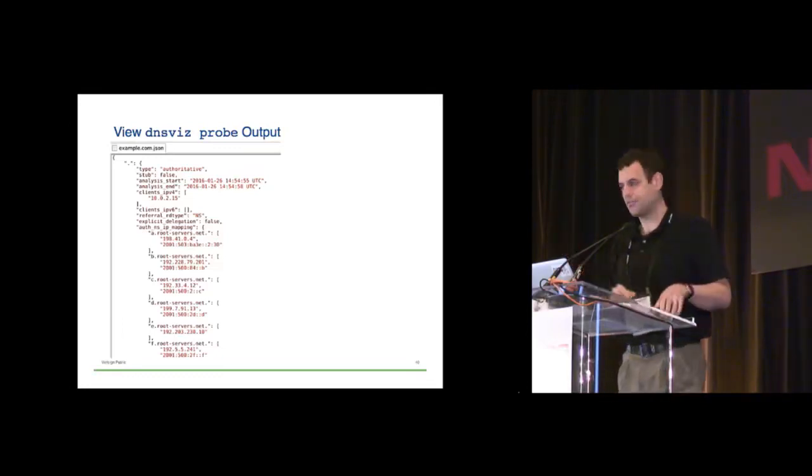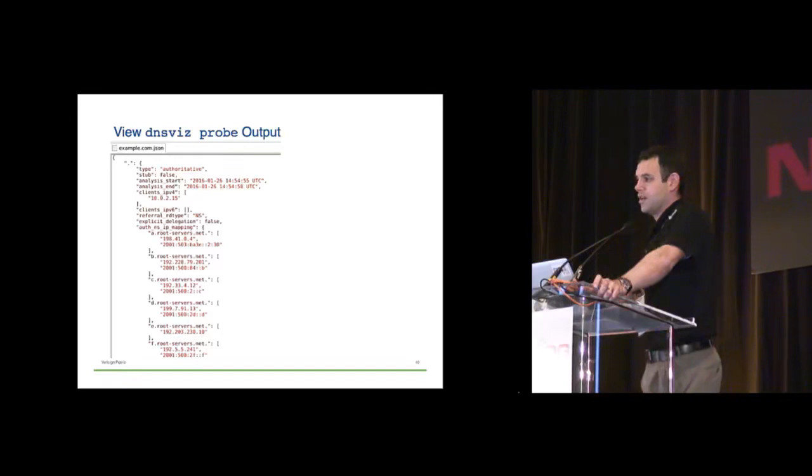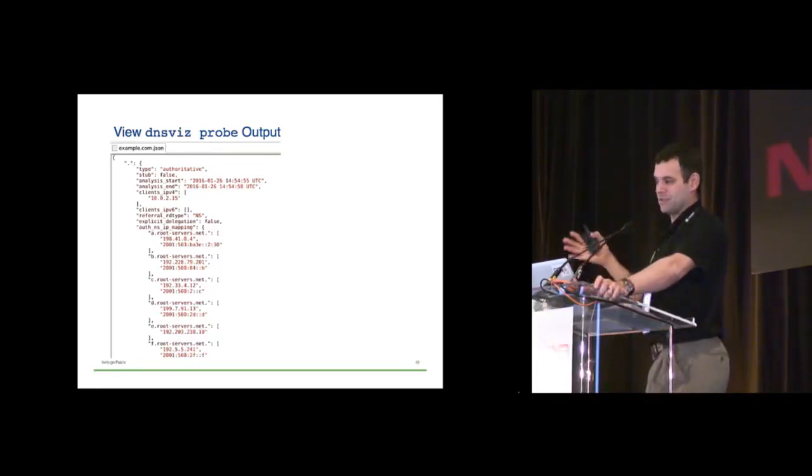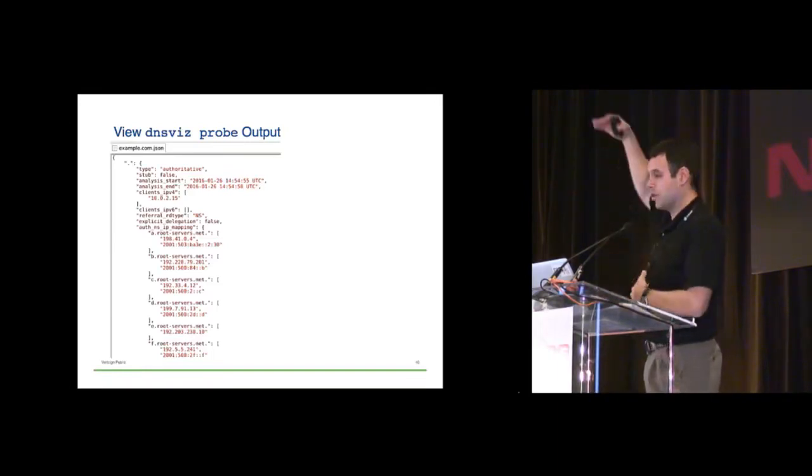Okay, let's go ahead and start looking at some of the results that you would see. If we look at the DNSViz probe output, which is example.com.json, this is the very top of the file. You don't necessarily need to understand all of it, but you can see it's a typical JSON file. There's the key on the left-hand side starting at the root, because we've instructed it not just to look at example.com, but also to start all the way at the root.